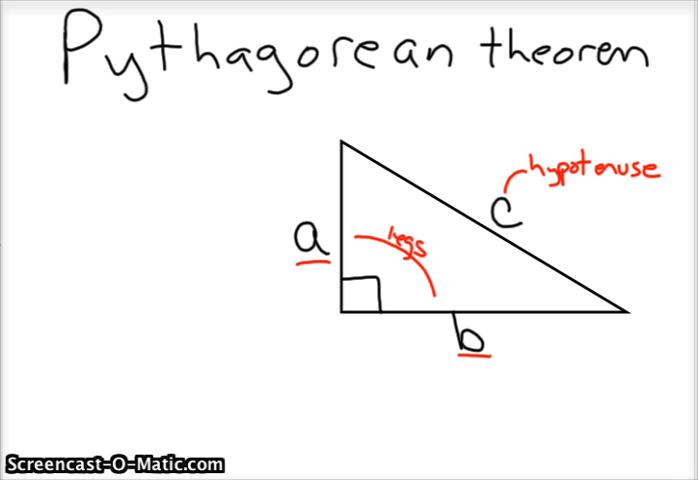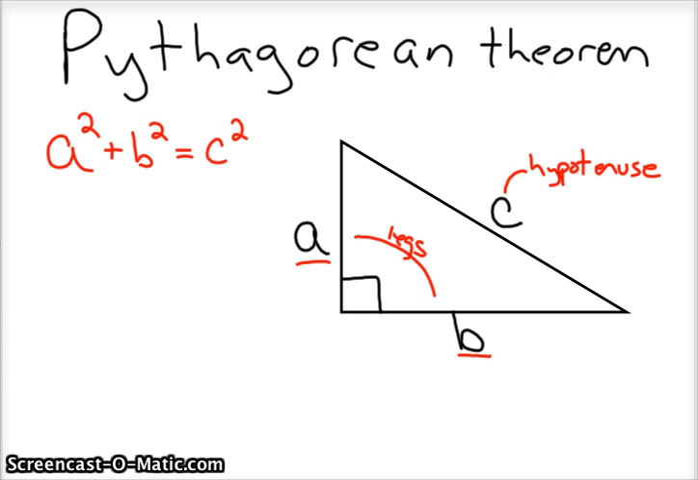The theorem basically goes like this: A squared plus B squared is equal to C squared. So the sum of the squares of your two legs is always equal to the square of your hypotenuse.